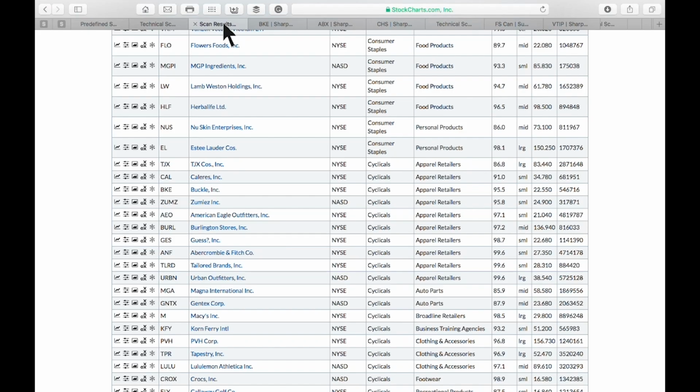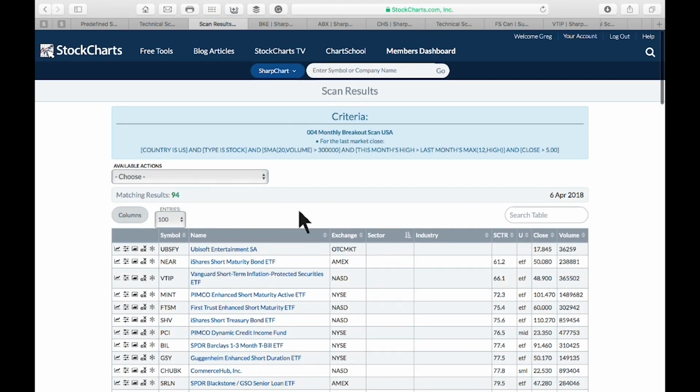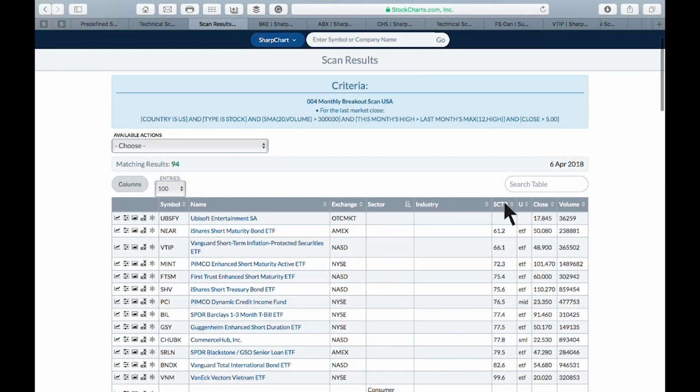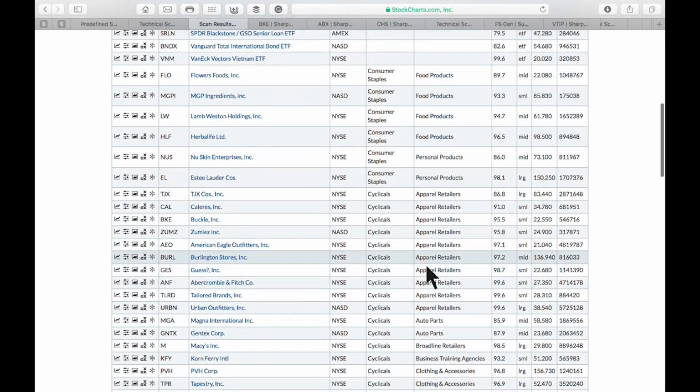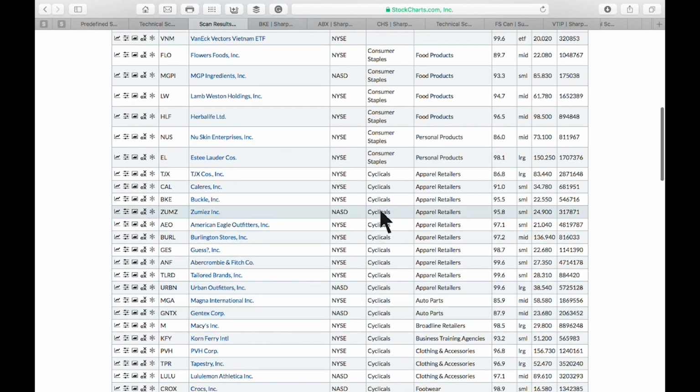But when we run that scan, obviously it brings us our data, and what we can do is we can sort it into industry and sector, and Buckle was the current stock that I had up there, but look at how many apparel retailers are also hitting new highs in this current month. So this would lead you to believe that there's some strength in that sector.